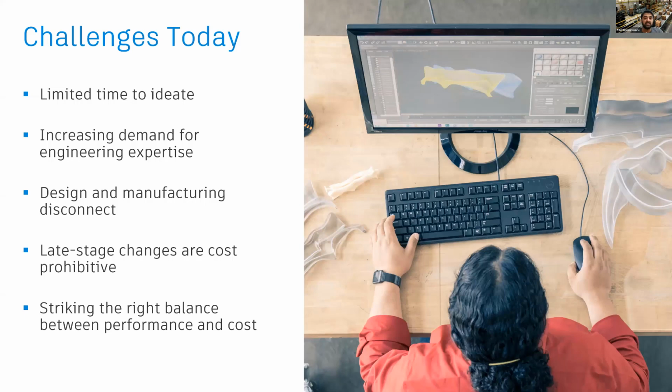Any changes late in the system is cost prohibitive. You just cannot do that. And you always have to find the right balance between your performance and cost. Just because you can ideate, you can innovate, doesn't mean that it will be feasible for you to produce and manufacture. But before that, you need to find that right balance between the performance and your cost, so that you are designing what is feasible for you to produce.